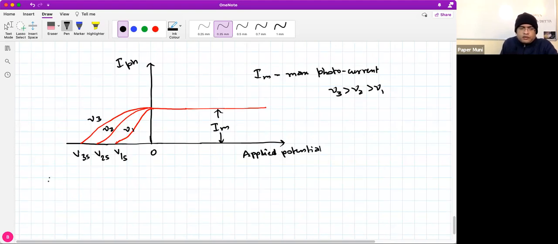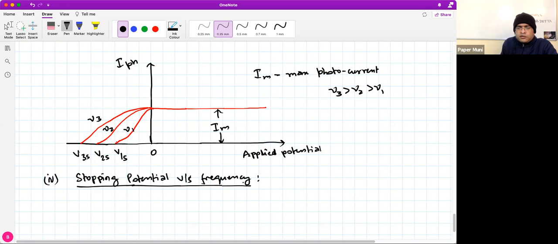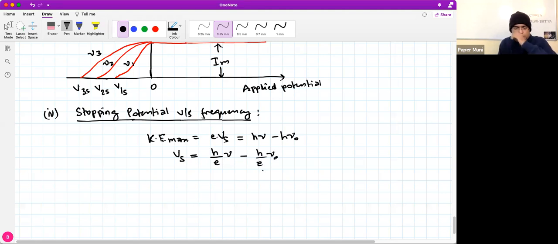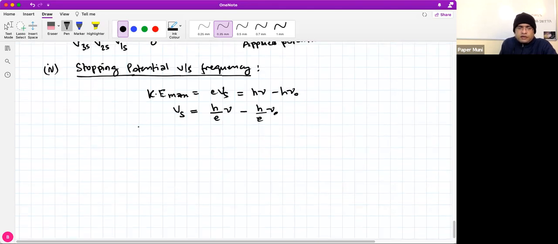Now, the final thing, which is the stopping potential versus frequency. In this graph, we have Ke max equal to eVs. This is equal to h nu minus h nu naught. So if you pick up the Vs relationship, we'll have h by e nu minus h by e nu naught. So this is the relation. Now it's also a straight line, just that the slope and the intercept will change.